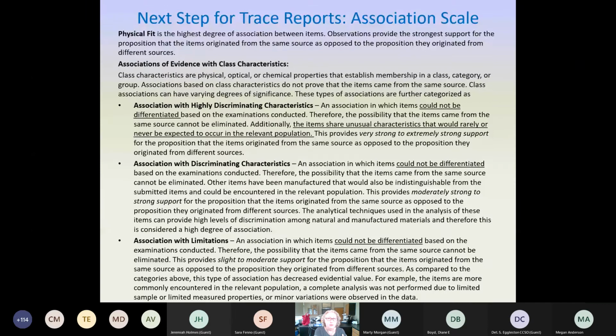We're not going to go through all this language, but you will see changes over time. We are considering, for glass and paint and fibers, adding an association scale to our reports. You may have seen these with impressions reports in the past. So instead of just saying this glass could have come from this broken window, we are moving toward giving you a little bit more detail about whether it is strong support, whether it's extremely strong support, or just slight support. And so look for that in the future, but that language is still evolving.